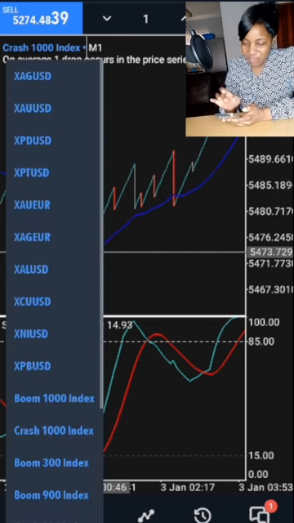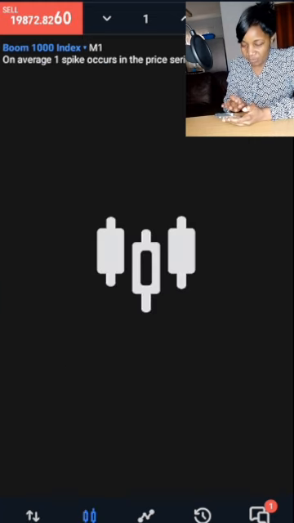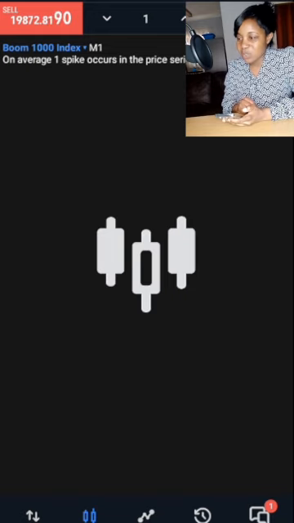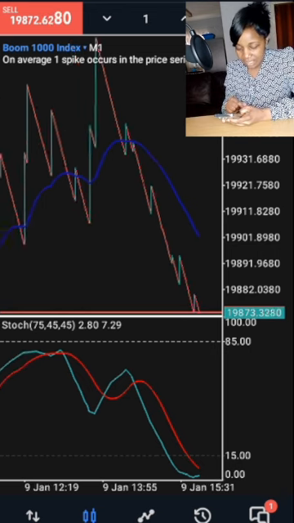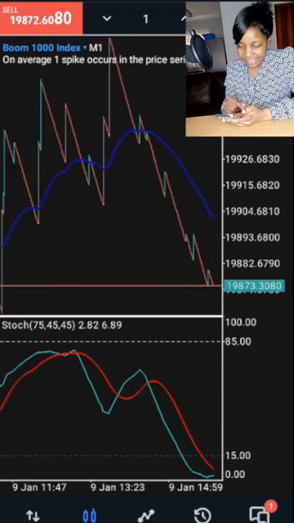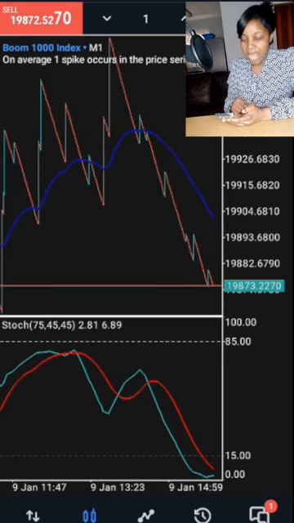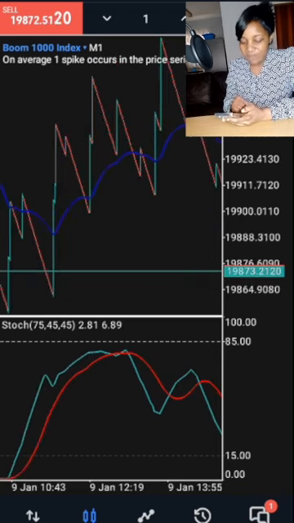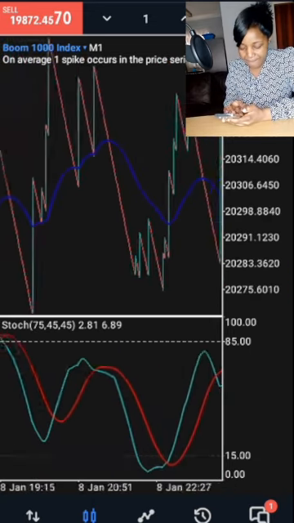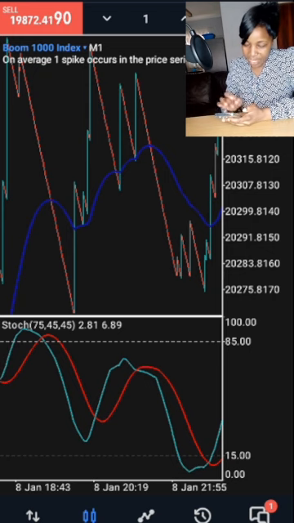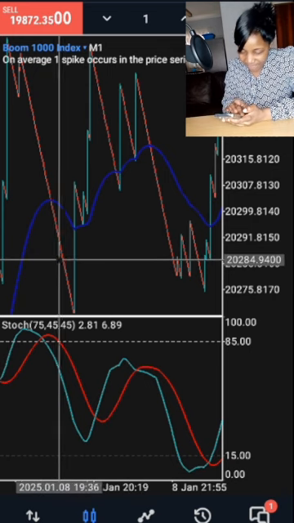So let's move on to boom 1000. We want to see if the strategy also works in boom 1000. So in boom 1000, we are also waiting for the crossing of the red and green line on the stochastic oscillator, or the main and signal line of the stochastic oscillator. But in boom 1000, we have to make sure that the crossing occurs on level 85 and above.